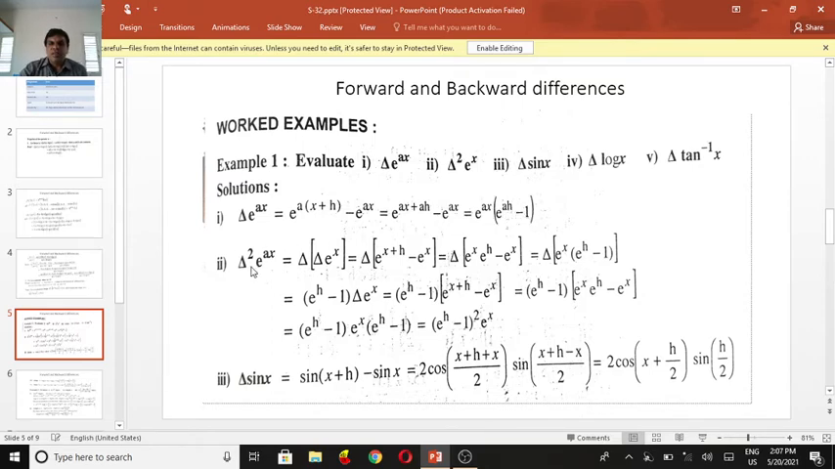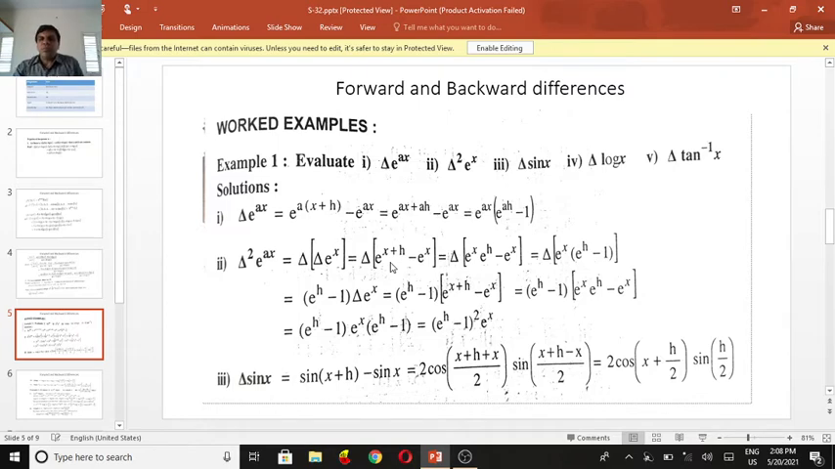Again, Δ² e^x, instead of Δ² we can write Δ of Δ e^x. So Δ of e^x(e^h minus 1). Taking e^x as common, the sum is a product in the indices.